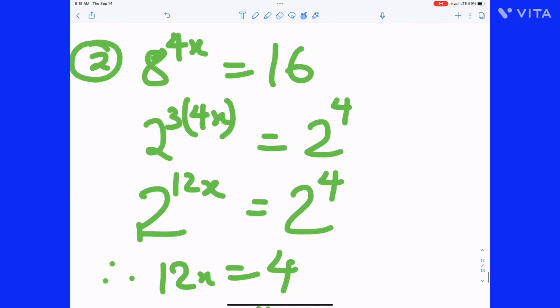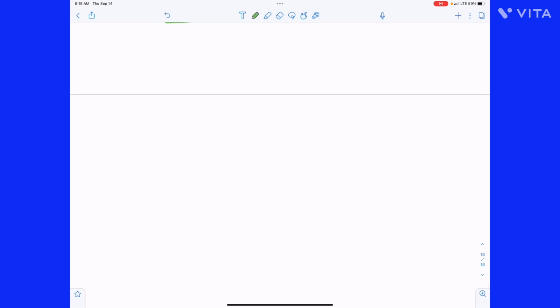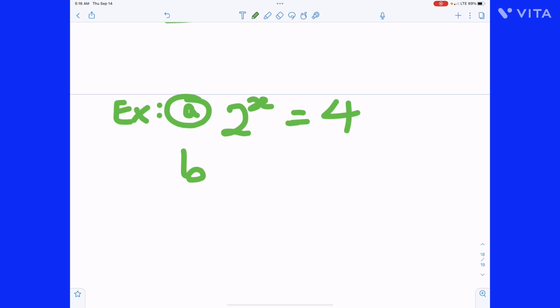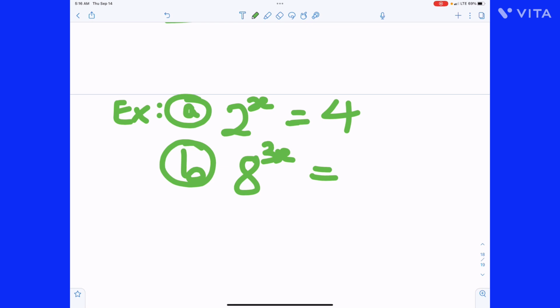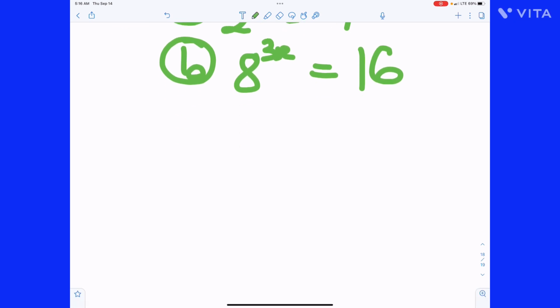So for these first two questions I've given you now, let me quickly give you a short exercise that you can do by yourself so that you can use it to practice what I just explained. A, 2 raised to power x is equal to 4. B, 8 raised to power 3x is equal to, let's use 16 still. So do that yourself just to practice.